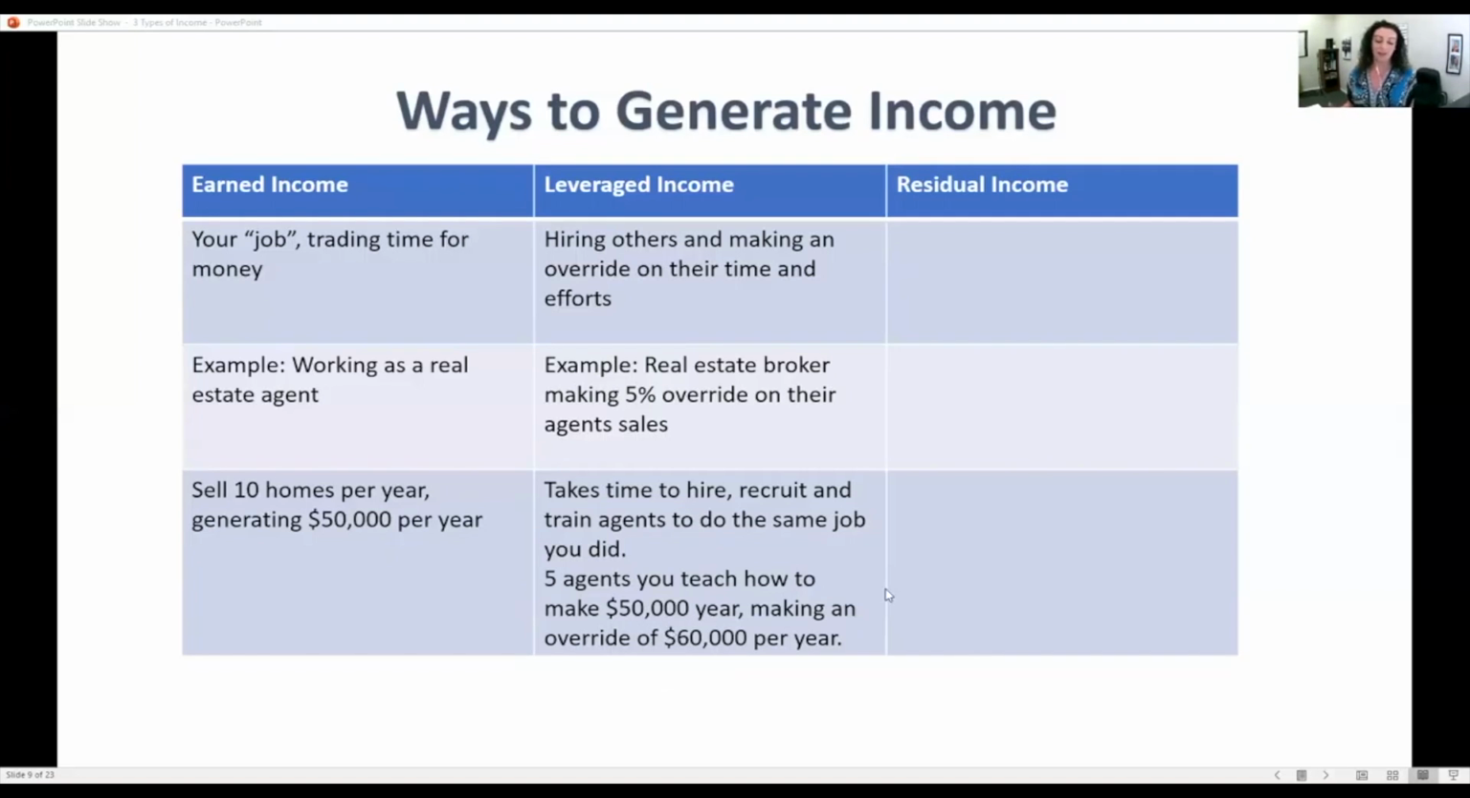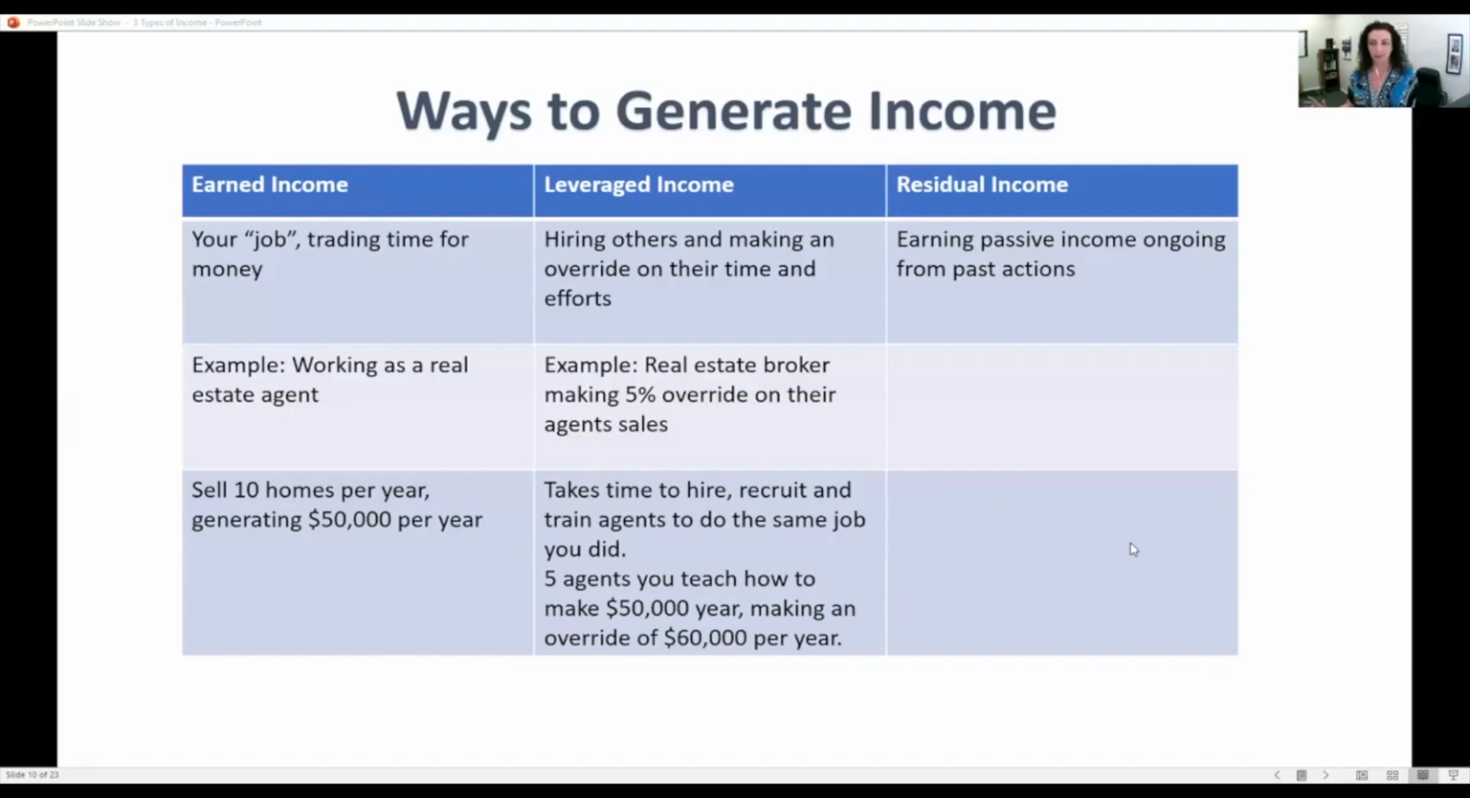But let's say that you do invest all that time and effort. You have 5 agents that you're now teaching how to make $50,000 a year themselves. You're making that 5% override. You could be making an additional $60,000 per year with leveraged income. So it's also a really fantastic way to make a living.